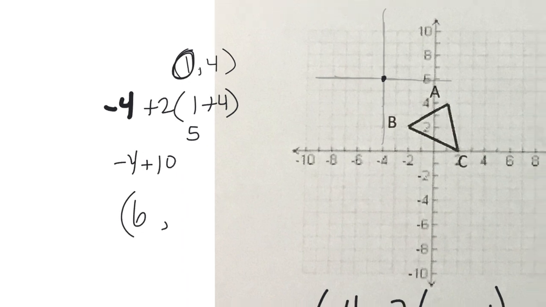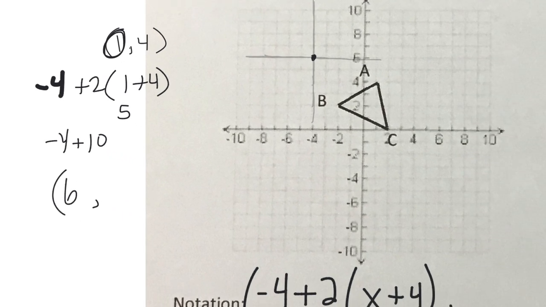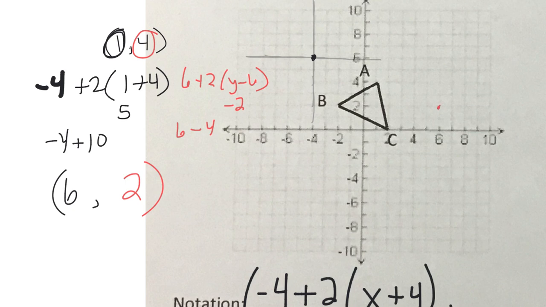Okay, and then your y was 6 plus 2 times y minus 6. So we have a y value of 4. So 4 minus 6 is -2. -2 times 2 is -4, so the y value should be 2. So 6, 2 is where we would anticipate having A prime.